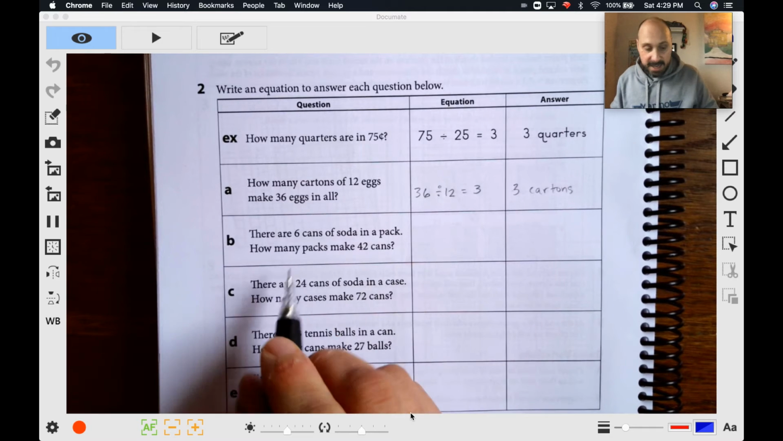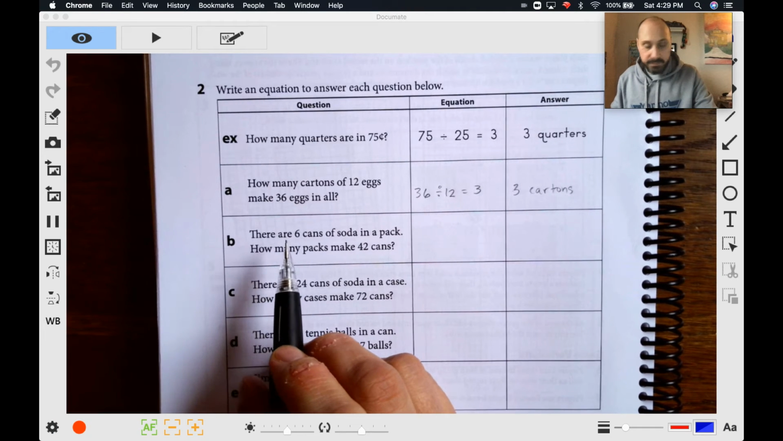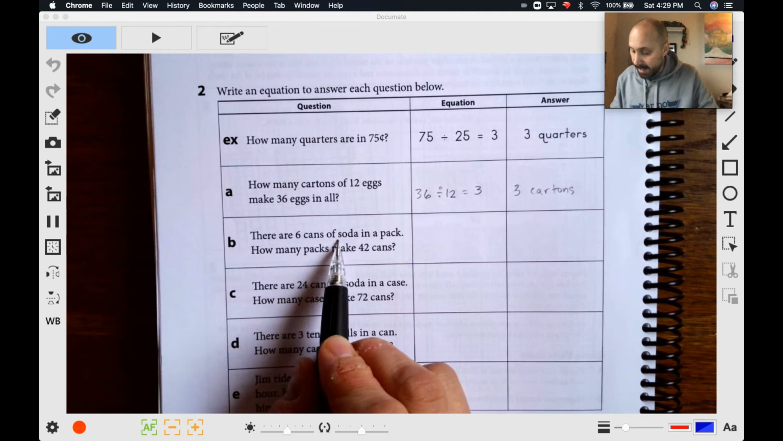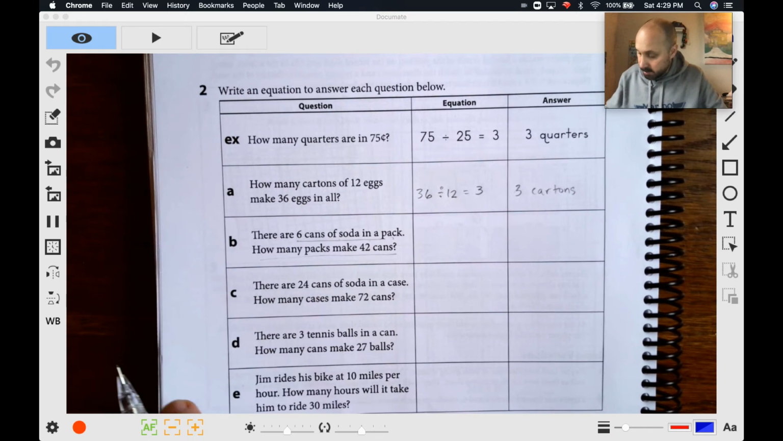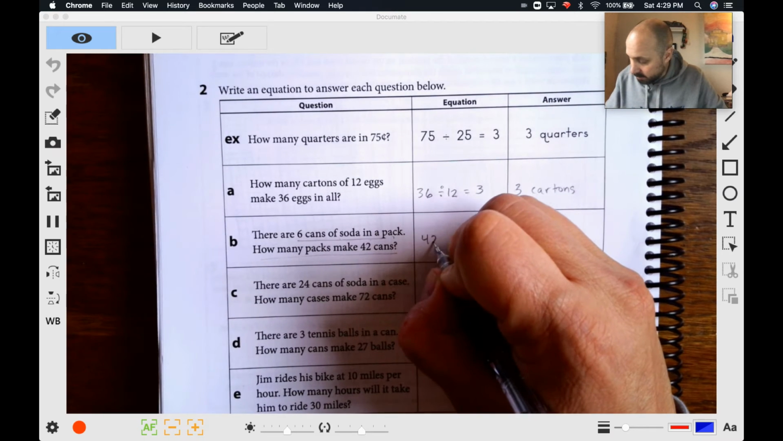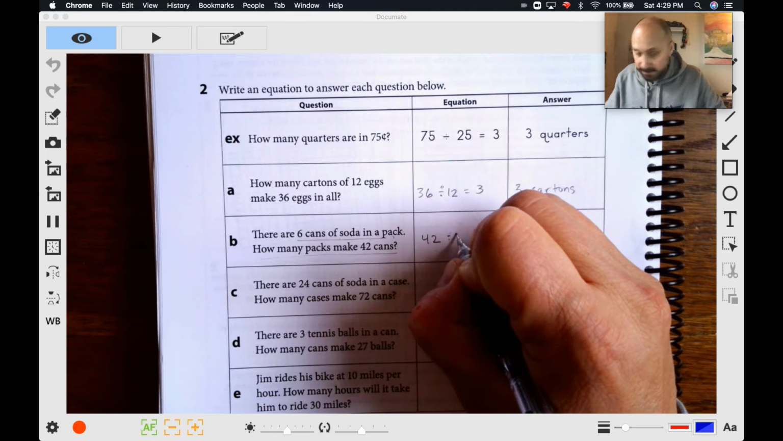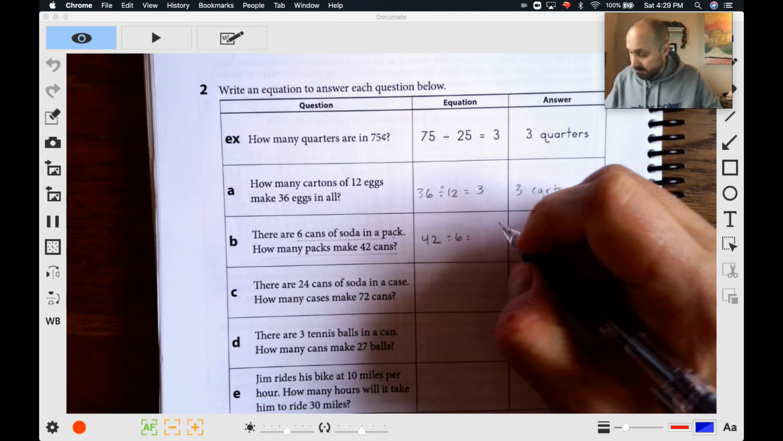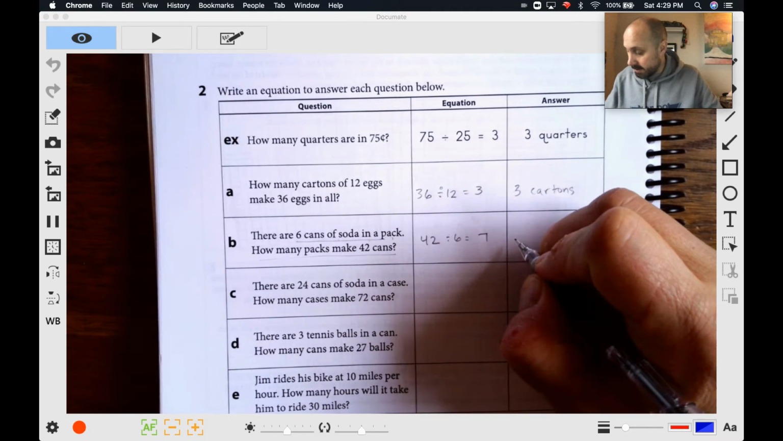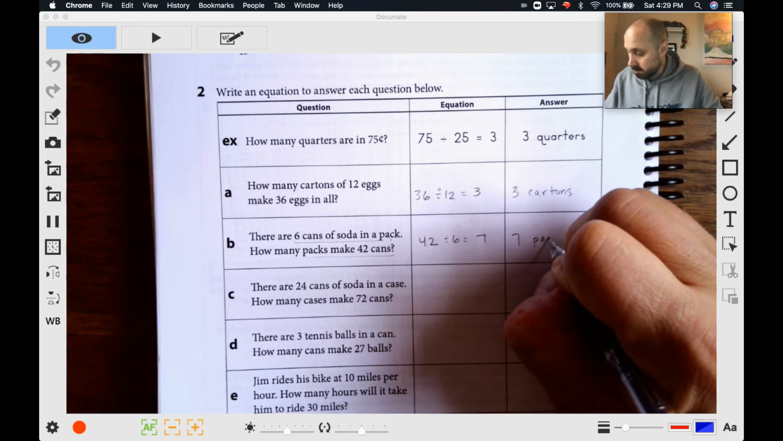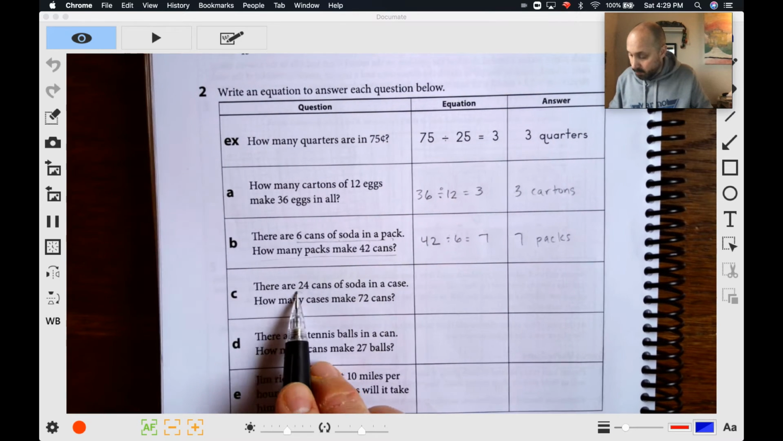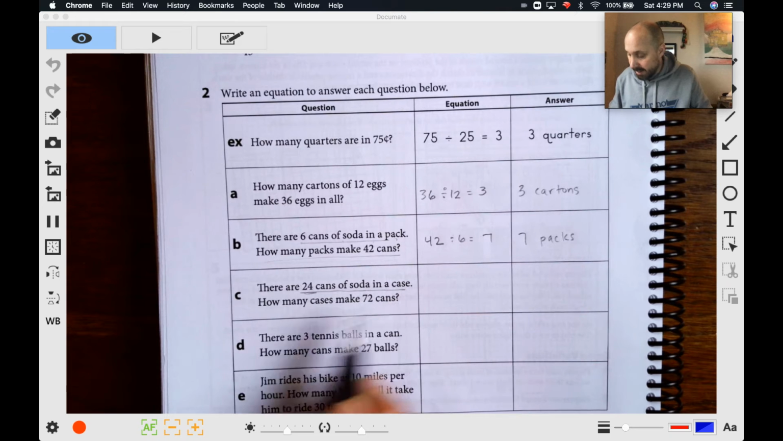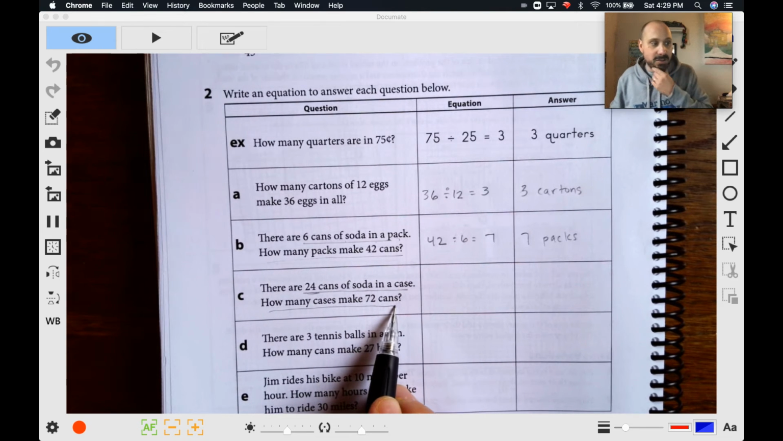B, there are 6 cans of soda in a pack. How many packs make 42 cans? So we have 42 cans. We divide that by 6. That will give us 7, which is 7 packs of cans. C, there are 24 cans of soda in a case. How many cases can make 72 cans?